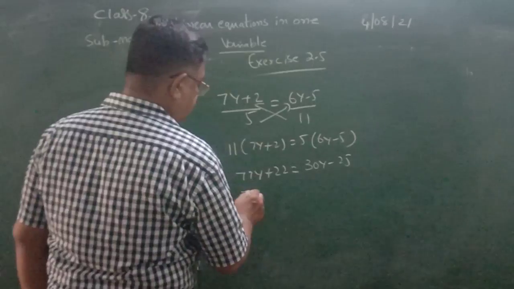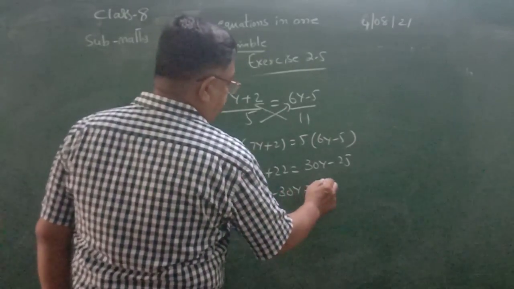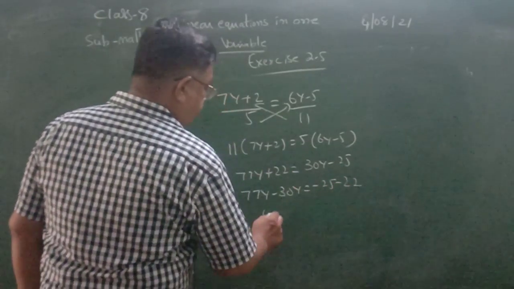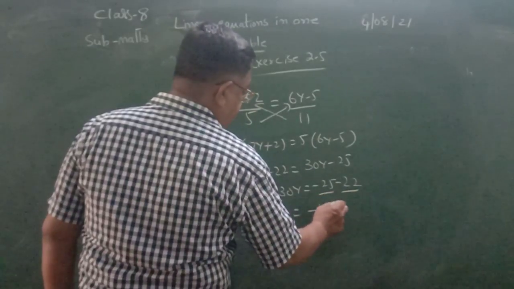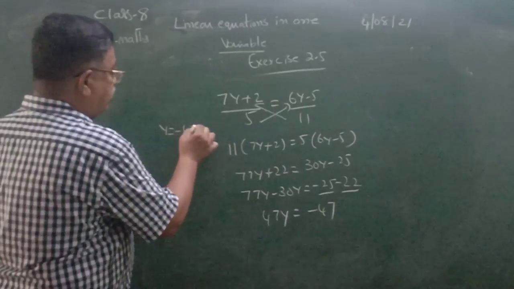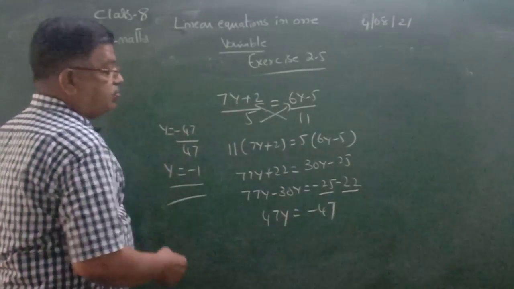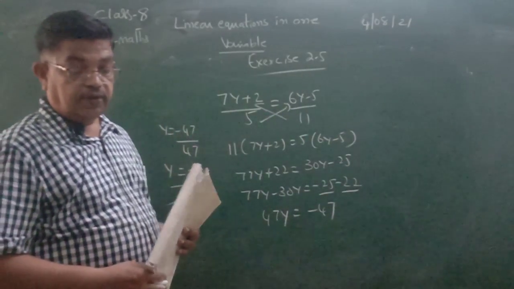Take 30y to the first side. 77y minus 30y is equal to minus 25, and this plus 22 becomes minus 22. 47y equal to minus 25 minus 22, it is minus 47. Finally, the value of y equals minus 47 by 47, so y equals minus 1. This is how we calculate the value of the variable.